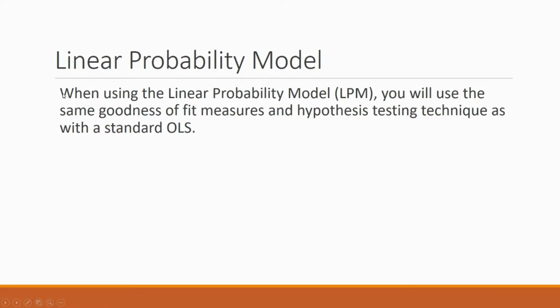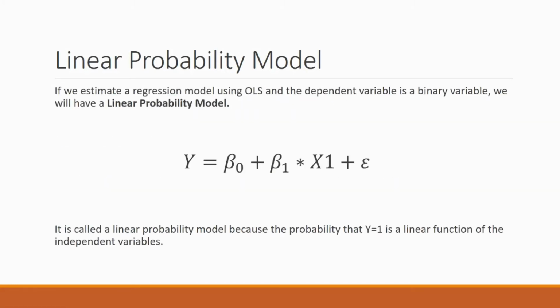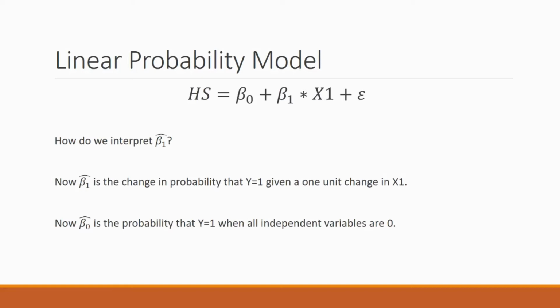All right, when we're using a linear probability model, we will use the same goodness of fit measures and hypothesis testing techniques as with standard ordinary least squares. So a linear probability model is where we just use standard ordinary least squares. We use the reg command in Stata. I'll show you in a minute. We just use a standard ordinary least squares approach to estimating the model, but the only difference is that we interpret the betas differently.